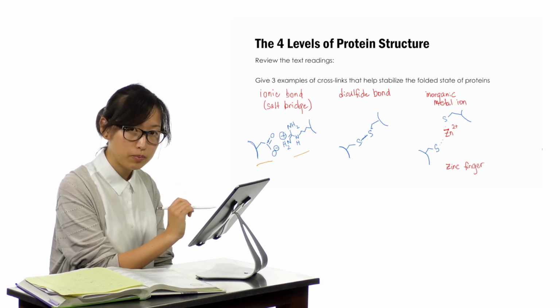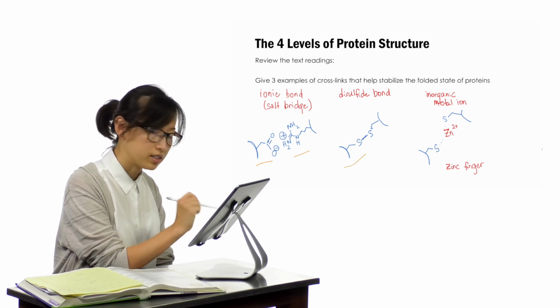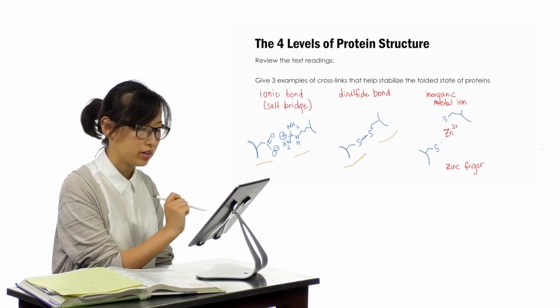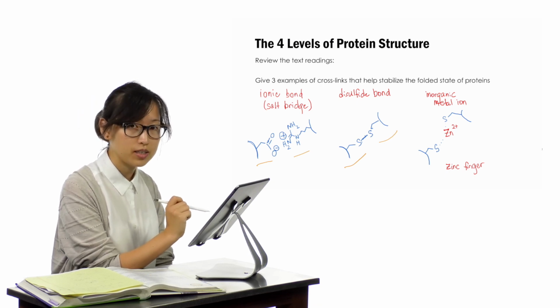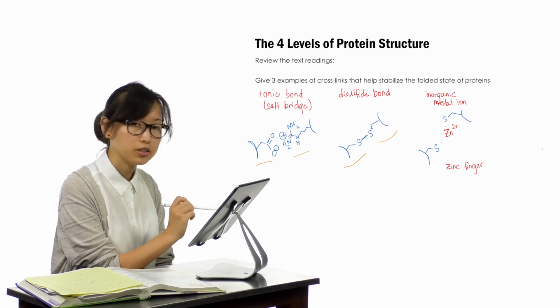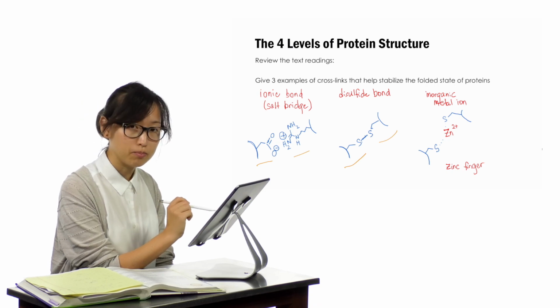Next, we have a disulfide bond, which is a covalent bond between one cysteine residue and a second cysteine residue. As you might recall, the cysteine residue has a sulfhydryl side group. They each lose that proton and form this covalent bond.